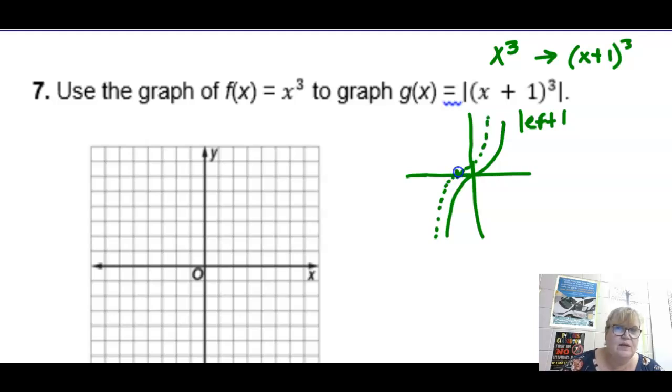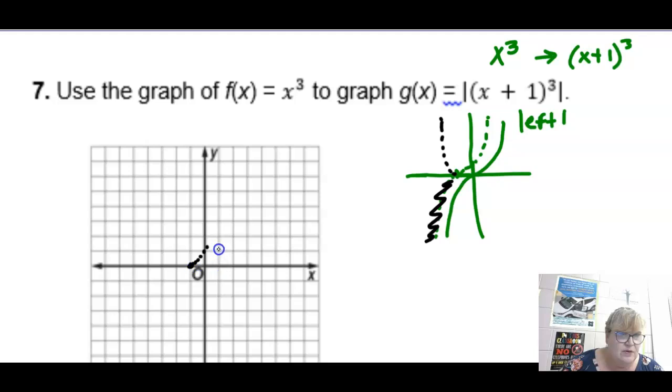This actually moved it left 1. So it should have been crossing over here at -1. Okay. And then the absolute value is on the whole function. So it takes all the pieces that used to be down here and breaks them off and reflects them up here. So my prediction is it's going to cross here, and then this piece is still going this way.